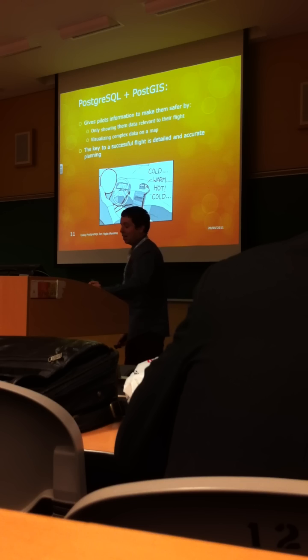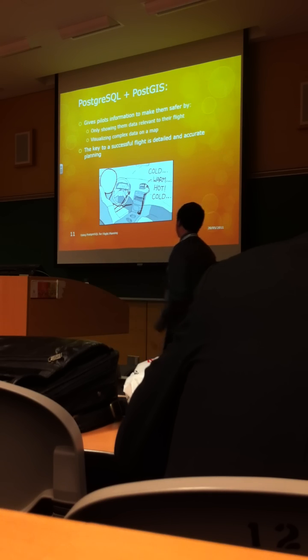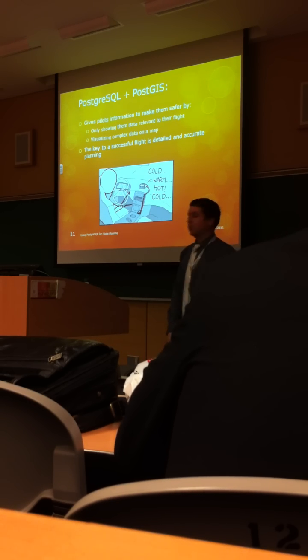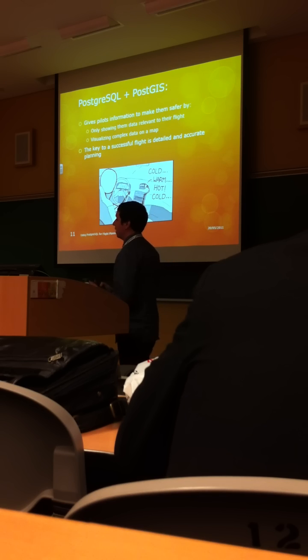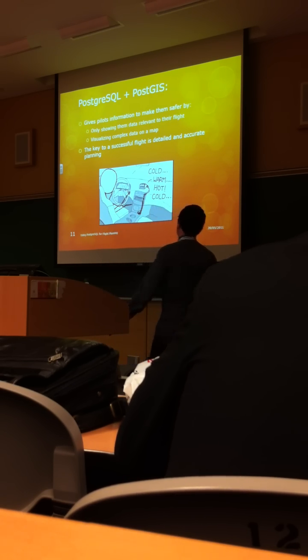in-car navigation, like GPS in a car. That's not very accurate. We can't really do that when it comes to flying because we need to know how much fuel we're going to use, and we can't just pull over the side of the road if we're out of gas. So PostGIS and Postgres allow us to be pretty accurate.